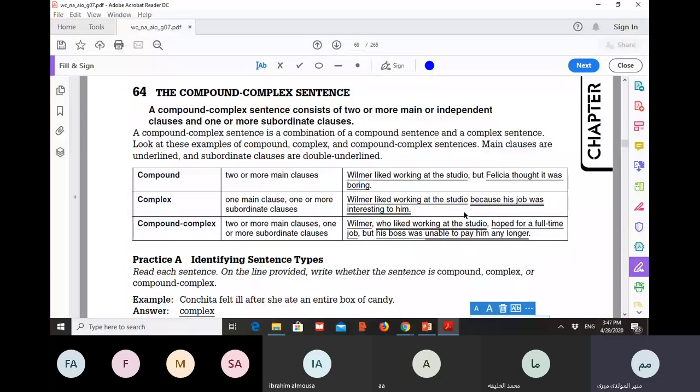The compound complex sentence is like a mixture between these two sentences that we have just seen, the compound and the complex at the same time. Why? Because we find a main clause, a subordinate clause, and then a coordinating conjunction that introduces another main clause. Is it easy?